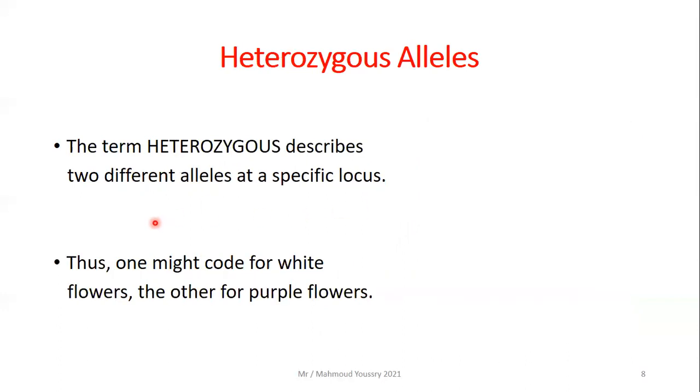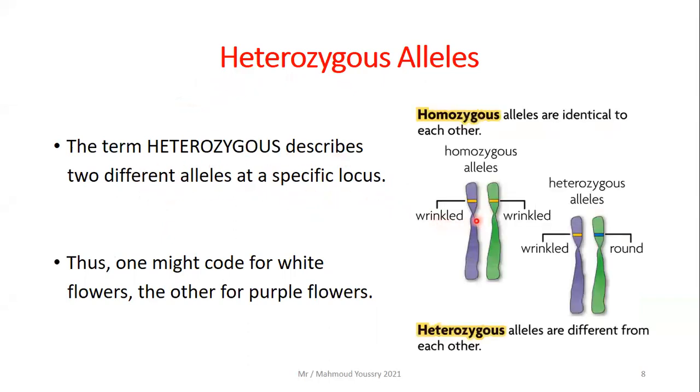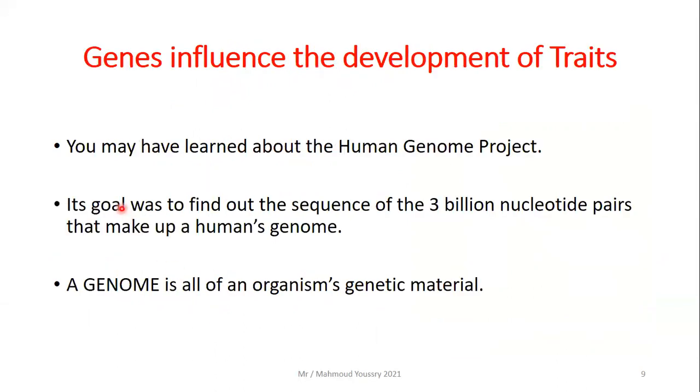What about heterozygous alleles? Heterozygous describes two different alleles at a specific locus. So one might be for the wrinkled seeds, while the second one is for the round seeds, or one might code for white flowers and the other might code for purple flowers, as you can see.